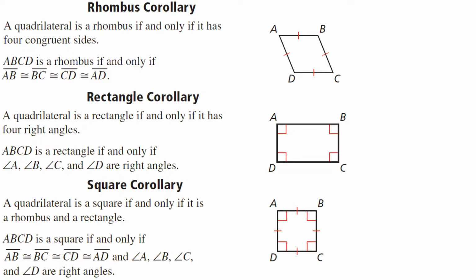Same thing with rectangle. You don't first have to prove it's a parallelogram. If you've got four right angles, you know it's a rectangle. And then with the square, again, you don't have to first prove it's a parallelogram. If you can show that it's got four right angles, if you can show it's got four congruent sides, it has to be a square. So there's your formal definitions.